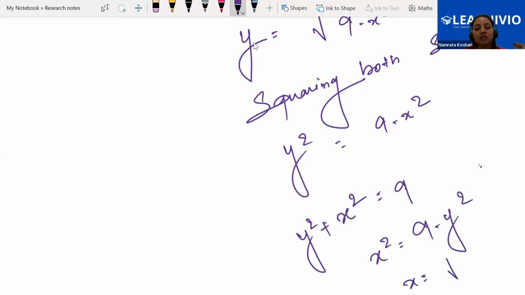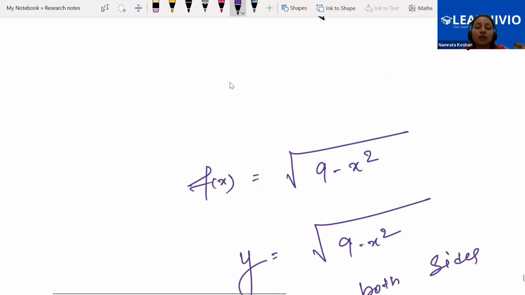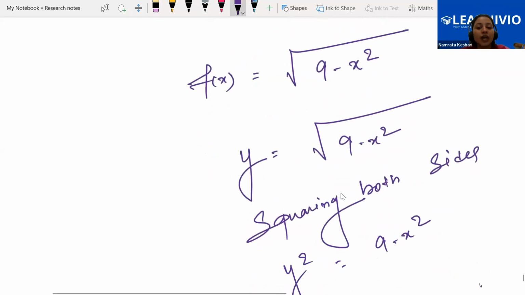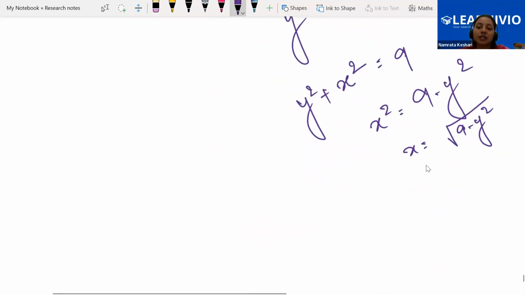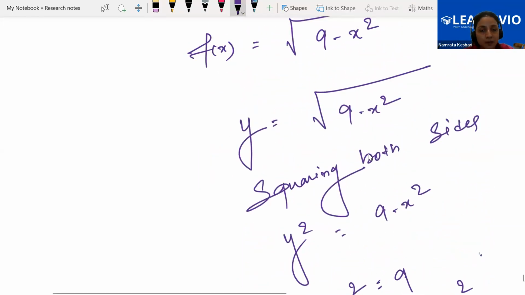x is equals to under root 9 minus y square. We have just changed the scenario. We made the subject as y over here. X and y variable we are trying to just replace with each other, but directly we cannot replace. For this function, whatever we were having, y is equals to under root 9 minus x square, it came out as x is equals to under root 9 minus y square. But every time it will not come out like this.